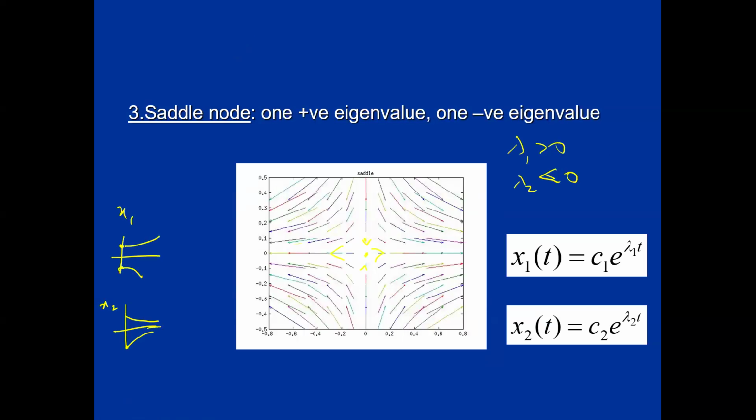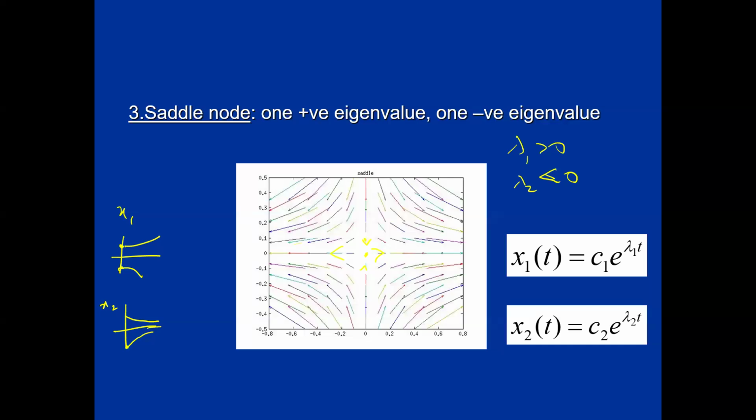Now you have an even stranger combination that's possible. In the previous two cases, both eigenvalues are real, both positive or both negative. But what happens if one of them is positive and the other is negative? So x1(t) is c1 e to the power lambda 1 t, and x2(t) similarly. Let us say lambda 1 is positive and lambda 2 is negative. Then x1(t) blows up because e to the power lambda 1 t goes up to infinity. Lambda 2 is negative, so e to the power lambda 2 t goes to 0 at infinity. So x2 goes to 0. So x1 goes to infinity, x2 goes to 0.